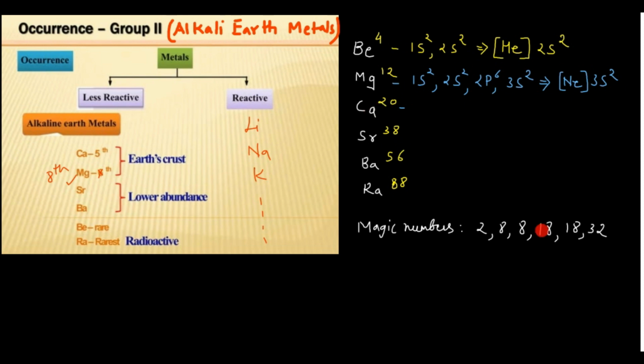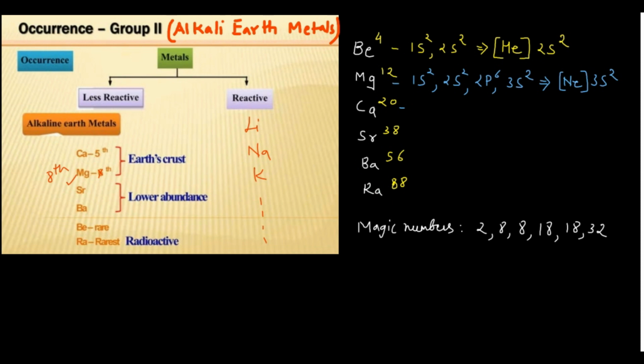If you add 18 to 20, you get the atomic number of strontium, which is 38. If you add another 18 to 38, you get 56, which is the atomic number of barium. Then if you add 32 to 56, you get 88, which is the atomic number of radium.